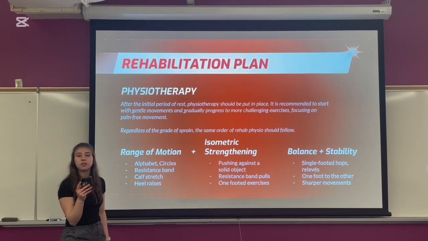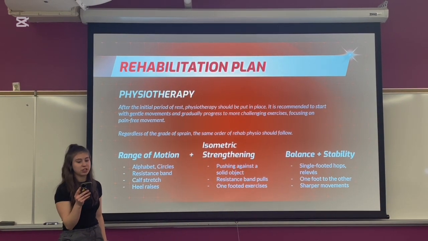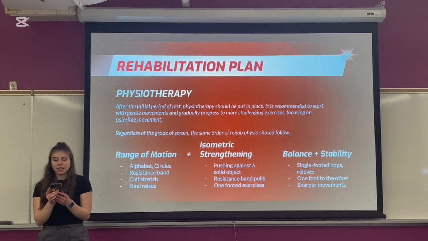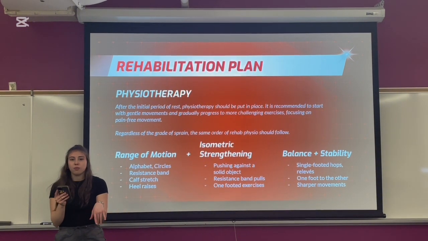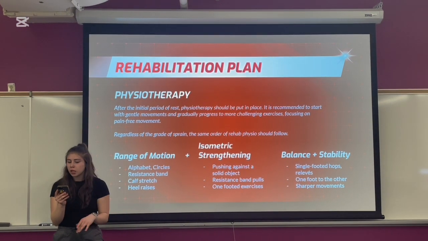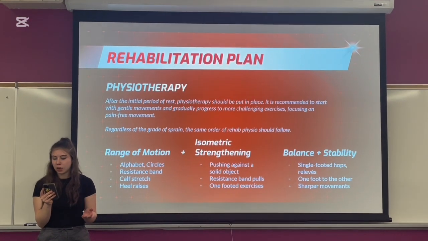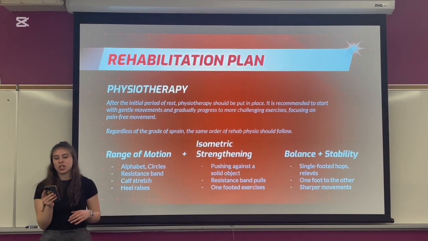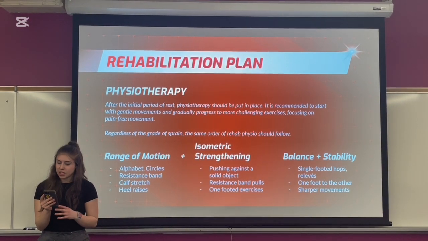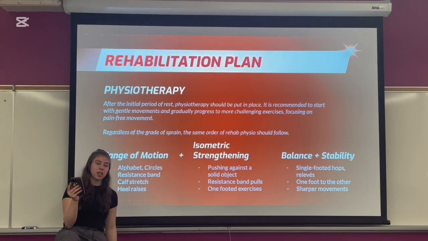First, we start off with range of motion exercises. You want to start easy with ankle circles or write the alphabet out. Then, as you start getting more range of motion, back with less pain, you can start to do banded exercises such as pointing and flexing.